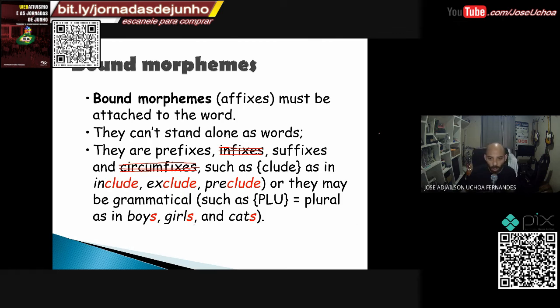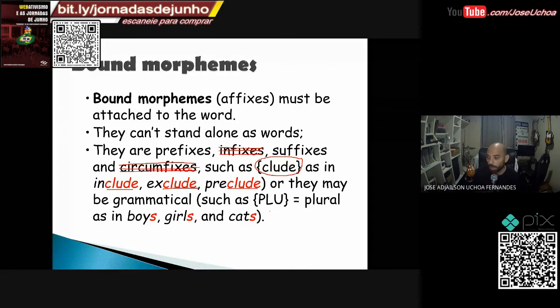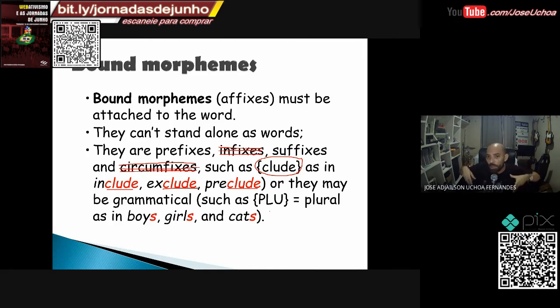Such as, example here, clude in the words include, exclude, and preclude. We know what is in, the preposition in. We all have that idea from the pedagogical books, like the ball inside the box. The ball is in the box. We know what it's ex, as in external, or extracorporeal, or extraordinary. We know that ex means outside.